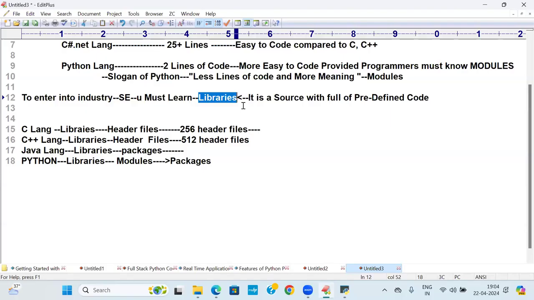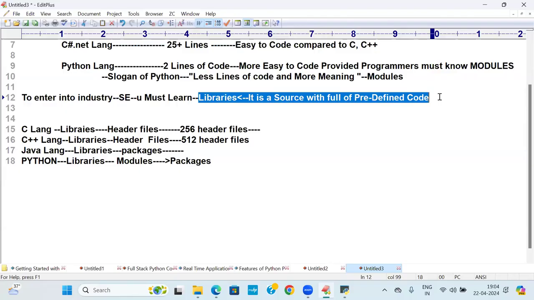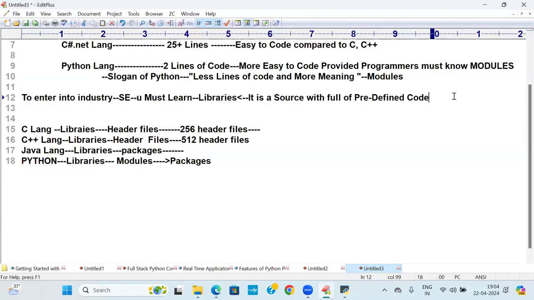So my entire conclusion is very simple. Even a doctor cannot prepare the tablet on his own. Can he prepare the tablet? He is prescribing the tablet which is already there, correct or not? In a similar manner, as a software engineer, you are using what? Libraries, which are full of what? Predefined code. Libraries are full of predefined code.